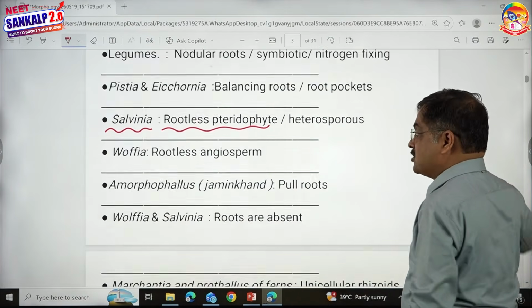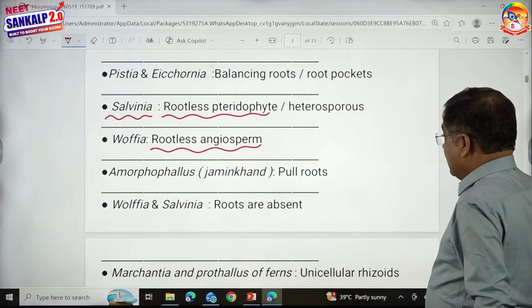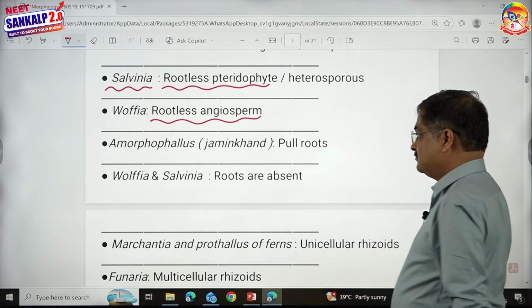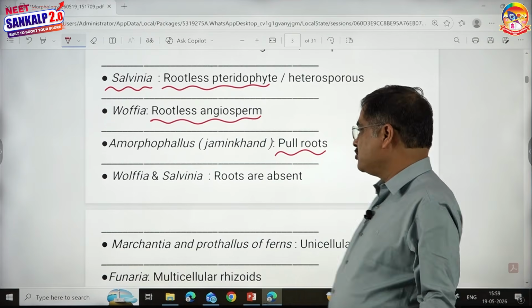Wolffia. It is also a rootless plant. It's a rootless angiosperm. Then Amorphophallus, which you call Jimikand. It has pull roots. I don't think it's needed for you to remember.